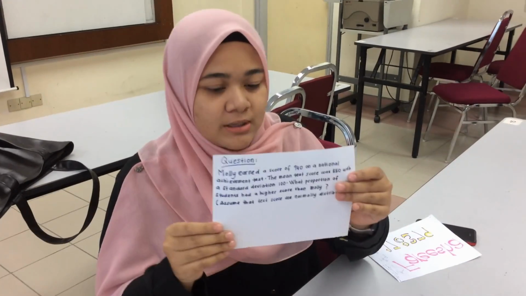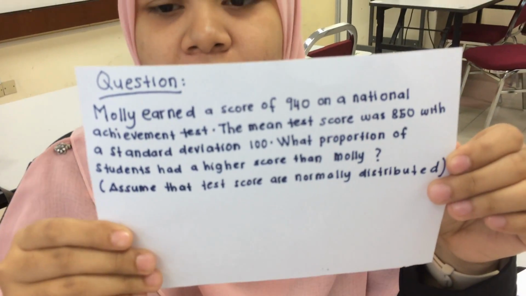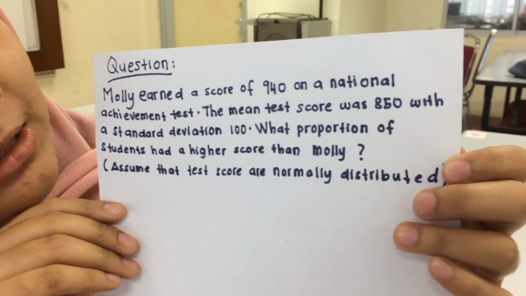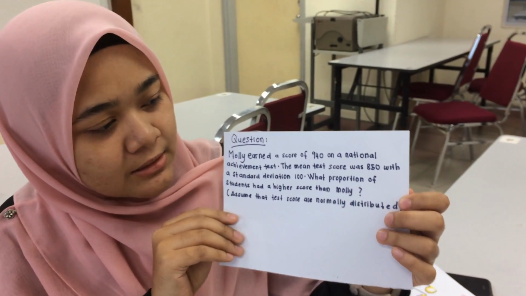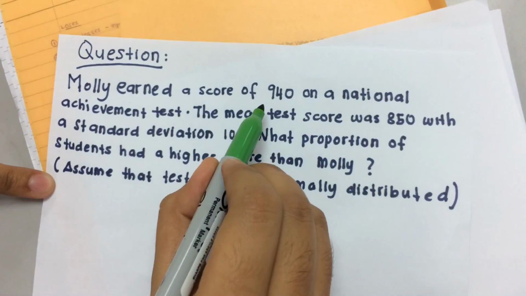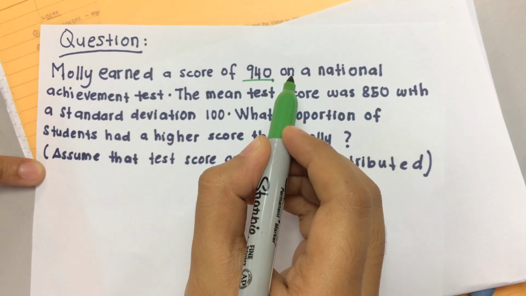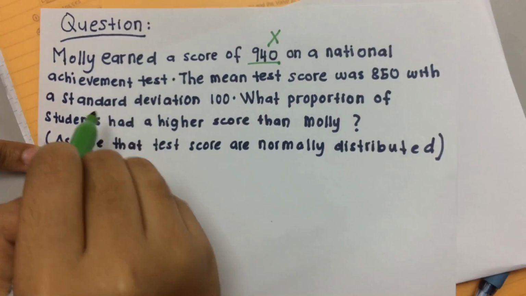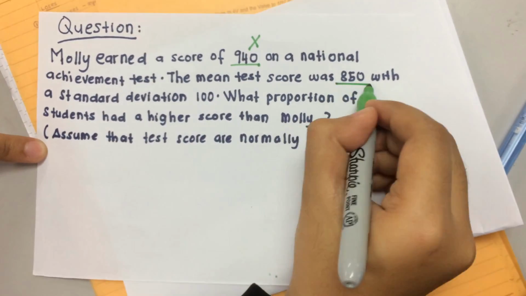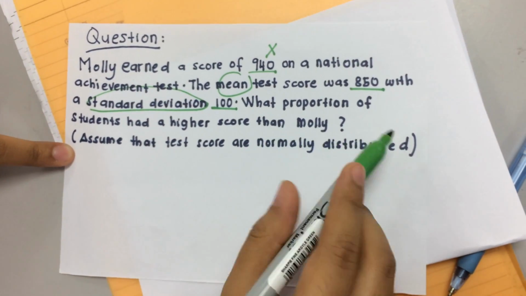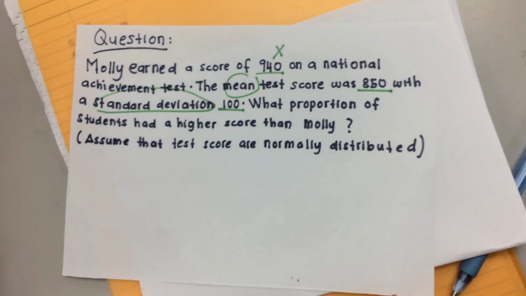Okay, so I will explain the last question. The question is about Molly, who earned a score of 940 on a national achievement test. This is the value of X. The mean test score was 850 with a standard deviation of 100. So this is the mean value, and this is the standard deviation value, which is 100. What is the proportion of students who had a higher score than Molly?